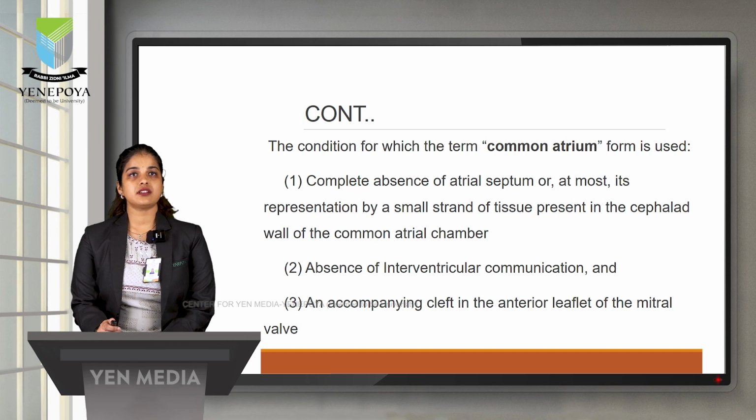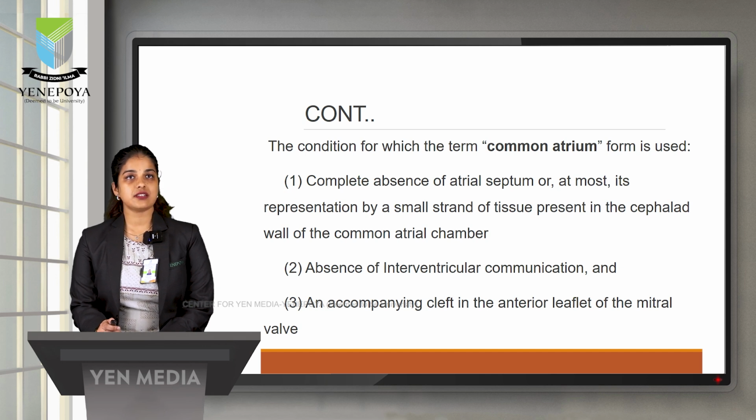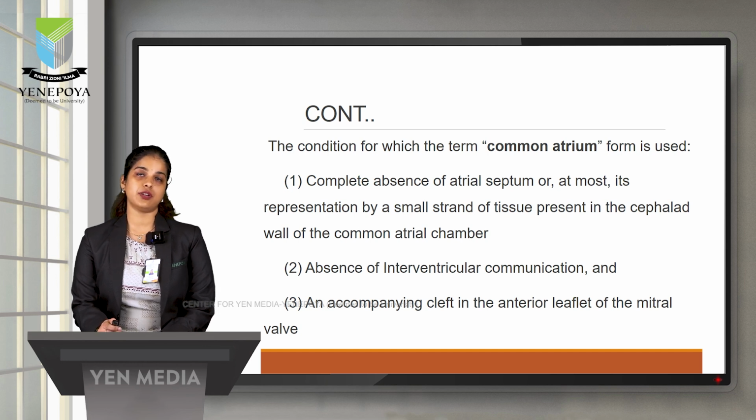atrium. The first criterion is that there should be complete absence of the atrial septum, or at most its representation by a small strand of tissue present in the cephaloid wall of the common atrial chamber. So the first condition is complete absence of the interatrial septum. The interatrial septum is the connection between the right atrium and the left atrium. In this defect, there should be complete absence of the interatrial septum, or a very small strand of tissue at the upper roof of the common atrial chamber.